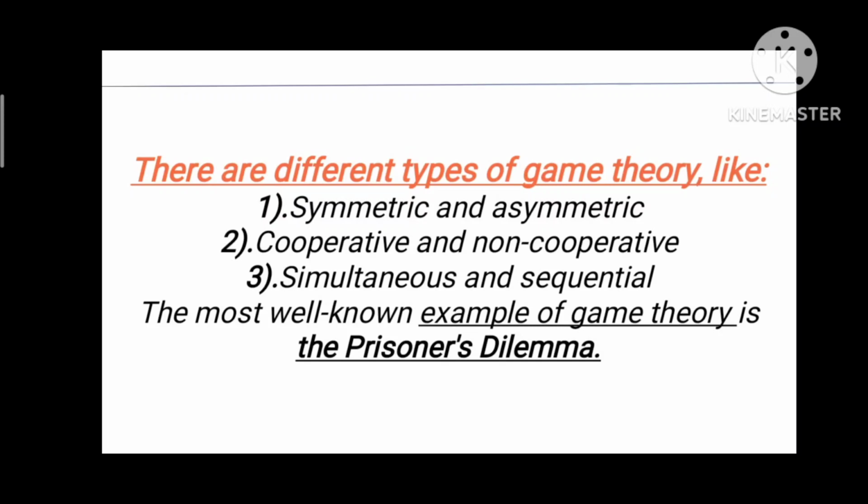The next topic we are going to see is types of game theory. I'm not going to go in depth into the types, but I would like to tell you that they are important concepts in game theory: symmetric and asymmetric, cooperative and non-cooperative, simultaneous and sequential. These three are the types of game theories.